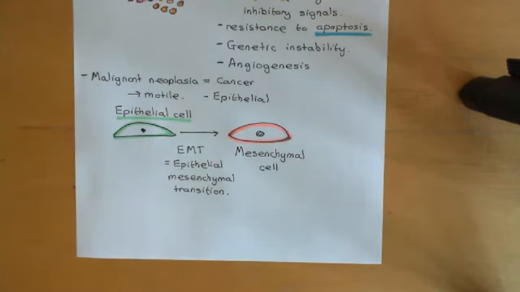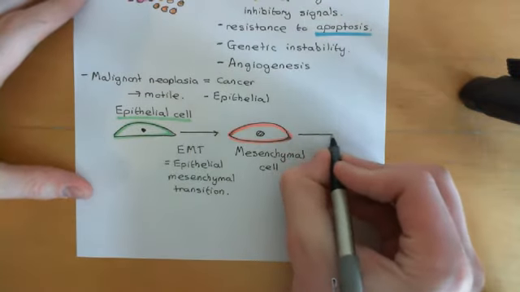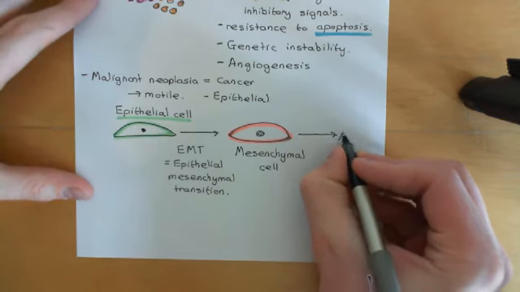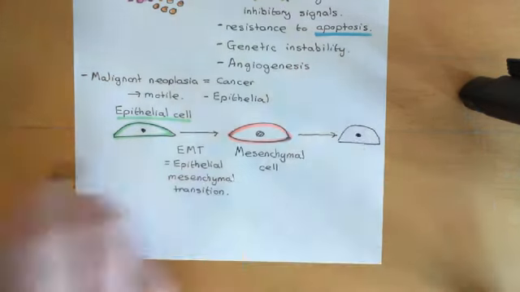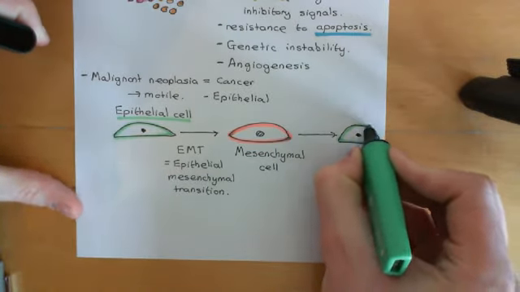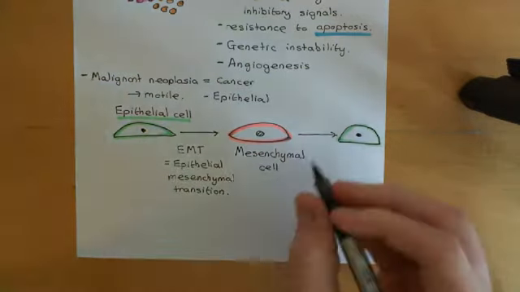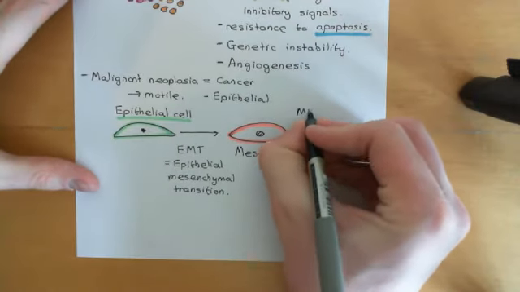And then when the mesenchymal cell gets to where it finally needs to go, it can transform back to being an epithelial cell. So we'll go back to being an epithelial cell here, which I'll colour in green, and this is a process known as mesenchymal epithelial transition, or MET.